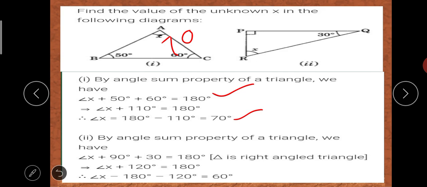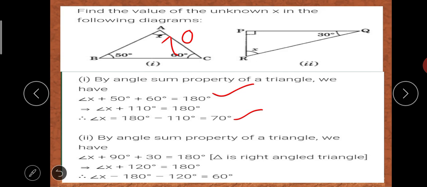Now see the second question. Again the same property we are using here. In that, what measurement is given here? 30 degree, and x we have to find, along with a right angle triangle. The measurement of P is not given, but we know that a right angle measurement is 90 degree. So we write here x plus 90 plus 30 equals 180.